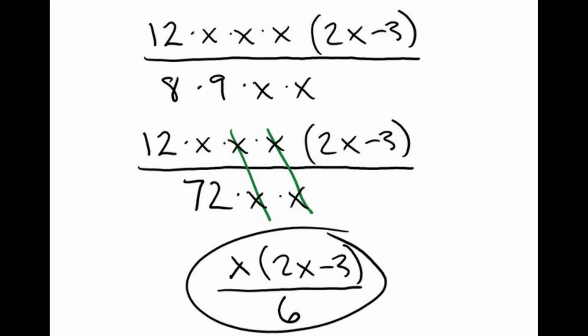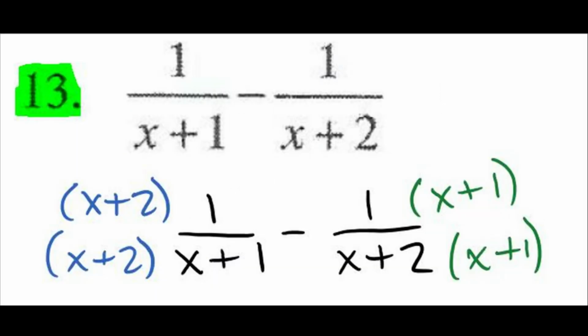All right, let's look at number 13. Number 13 is one of those ones where you have two fractions being subtracted, so you have to make the bottoms the same. So we're going to have to multiply by some binomials in order to make this happen. So the left fraction, I'm going to do 1 over x plus 1. I'm going to multiply this by x plus 2 over x plus 2. Now, the reason you're allowed to do that is because x plus 2 divided by x plus 2 is just 1, and multiplying anything by 1 is fine because you're just left with the same thing.